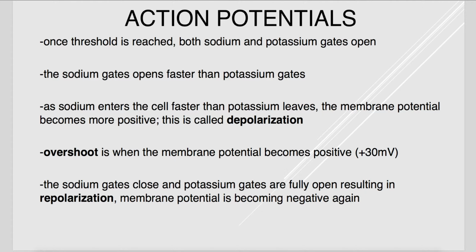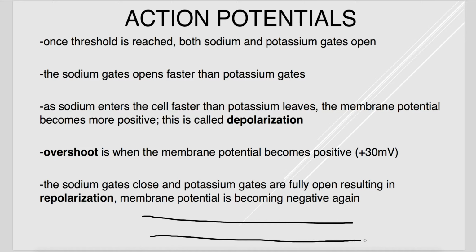Okay, so if I kind of draw this down here. So this is going to be our nerve cell. Okay, again, sodium is in high concentration out here. Potassium is in high concentration in here. We have some stimulus, whatever that is. It could be anything. We've reached threshold, and now we are starting to go through the cycle of an action potential. So our stimulus is strong enough. We reach threshold. These sodium gates open.